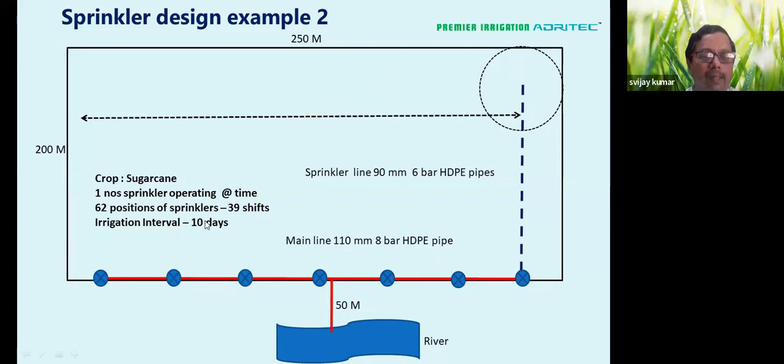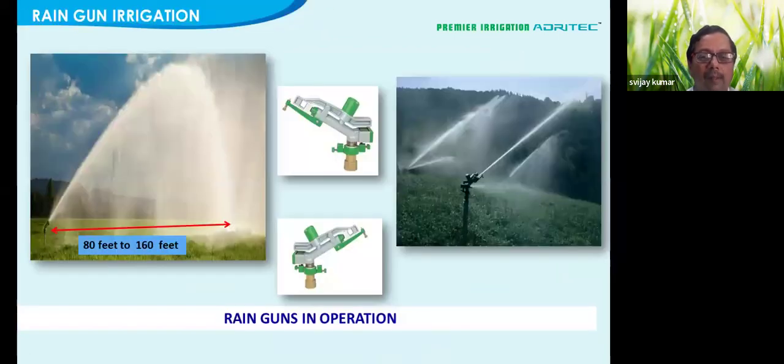So that is how the sprinklers are moved around, and the entire area is going to be covered. So the entire area of 5 hectares can be very comfortably covered. This is just to show you how the rain guns work. You can see how beautifully the rain gun is throwing.